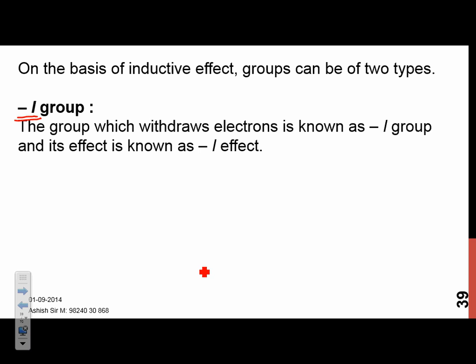Negative inductive group. The group which withdraws electrons is known as negative inductive group.